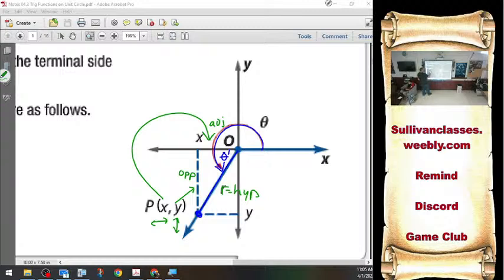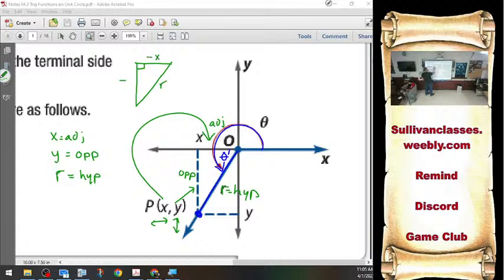So, if you would, right next to this, we're going to write that X is adjacent, Y is opposite, and R, my radius, is my hypotenuse. You say, well, how's that going to work if I'm over in that quadrant because X and Y are negative? You just said that I have a triangle where there's a negative number here and here. You can't have negative length. These are on a coordinate plane. It doesn't denote length. It denotes direction. A negative X just means left. A negative Y just means down.